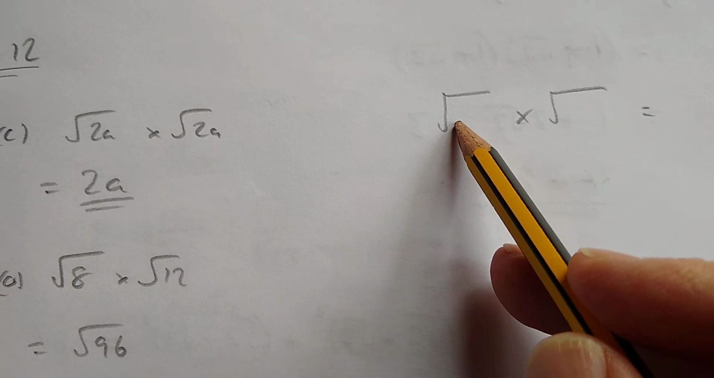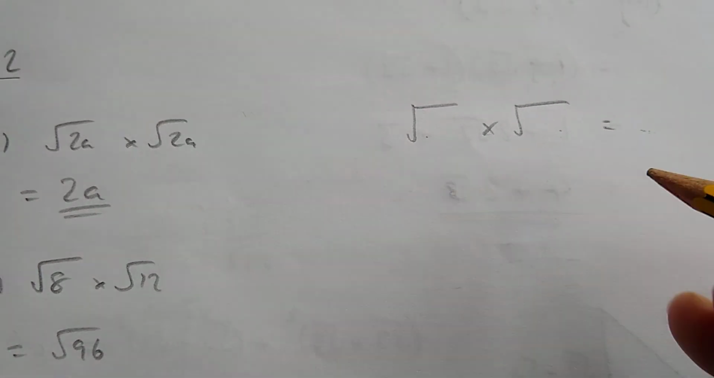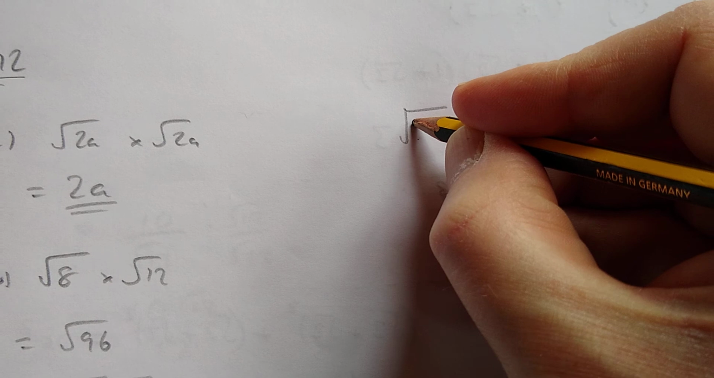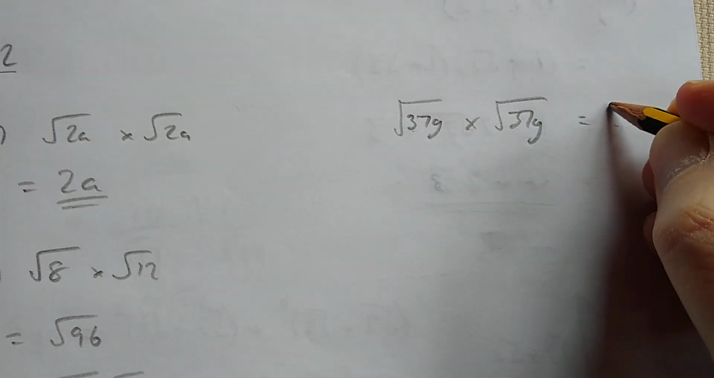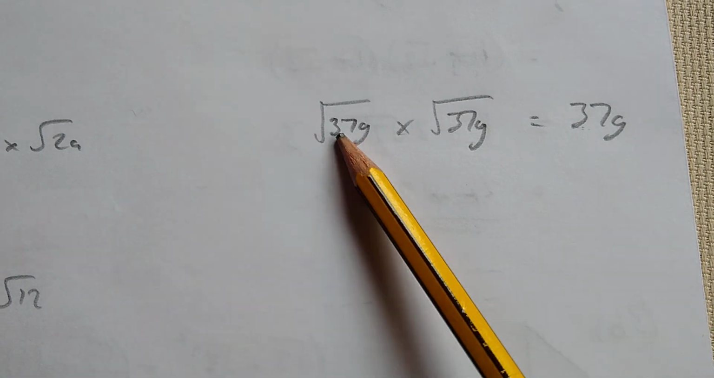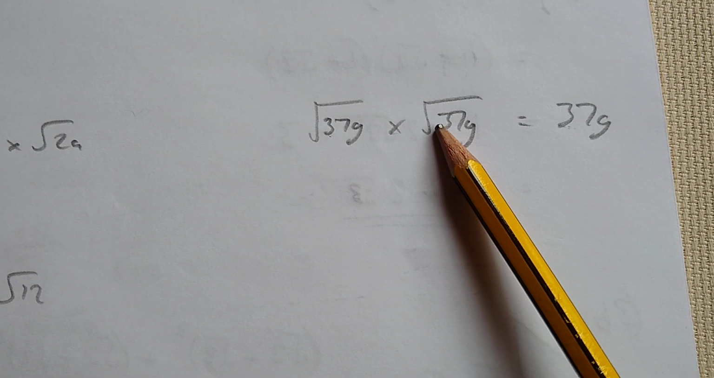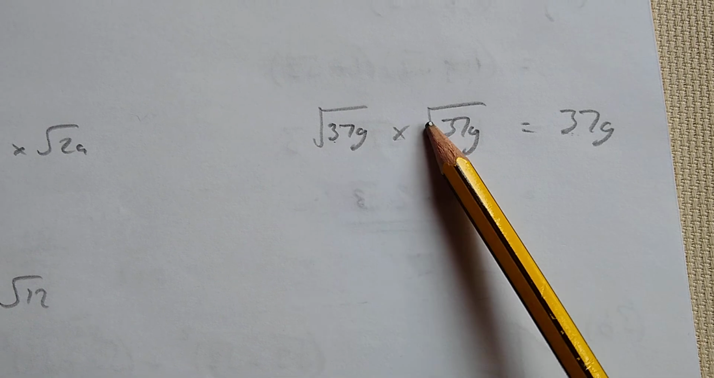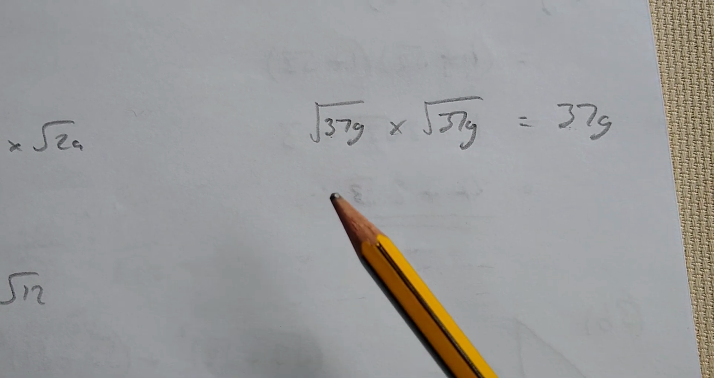The square root of anything multiplied by itself will just give what is underneath that square root sign. So let's go for 37g there. Okay, what we could do is say, well, what's 37 times 37? Well, that's 37 squared. Could work that out. But then we're going to square it and square root it straight away. We're just going to get 37.